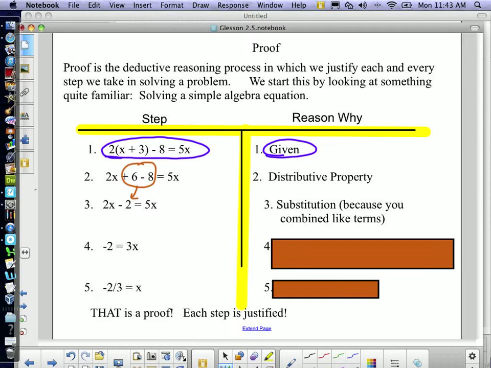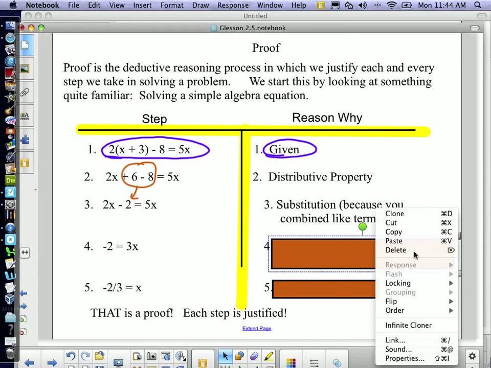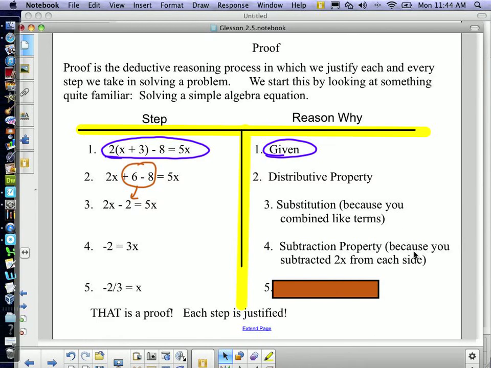Now it gets even easier. What next? I went from 2x minus 2 equals 5x to negative 2 equals 3x. What's that one? I did this, didn't I? Instead of showing that, I just justify it by saying I used the subtraction property, because I subtracted 2x from each side.